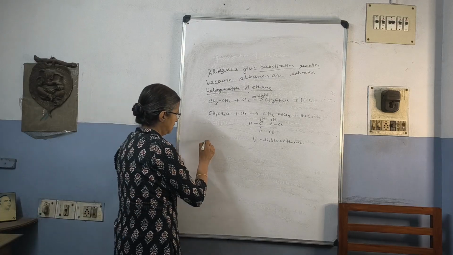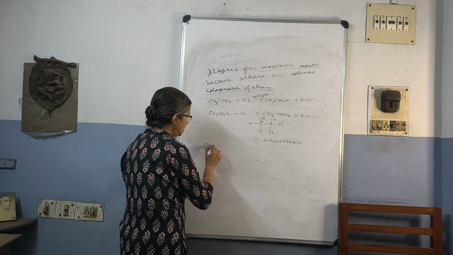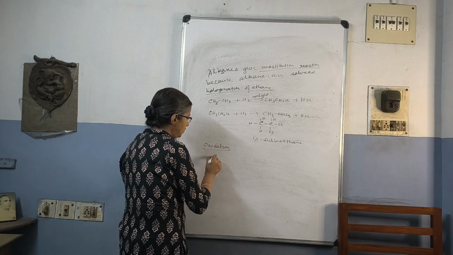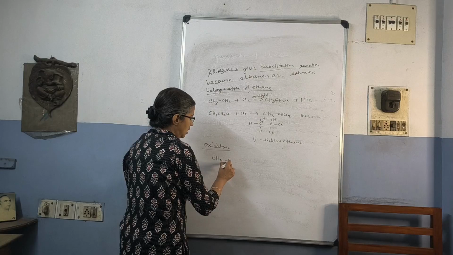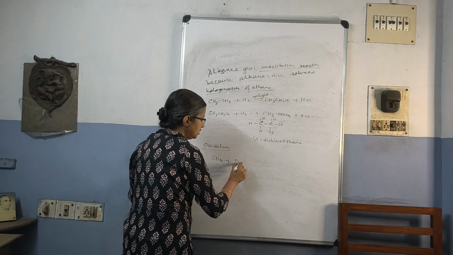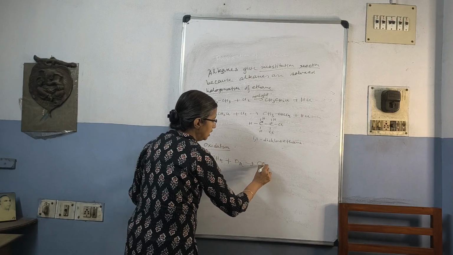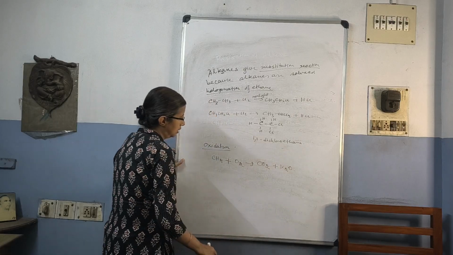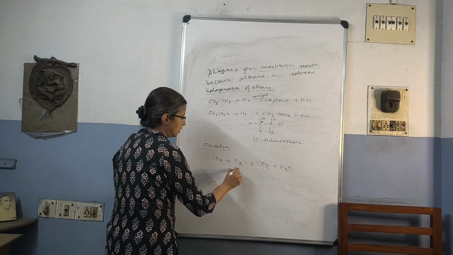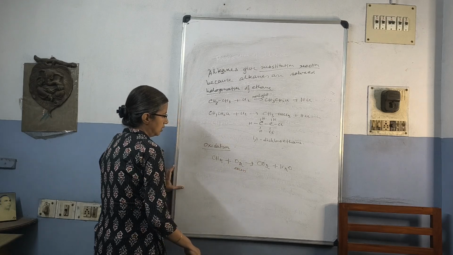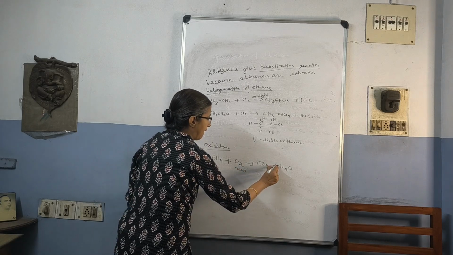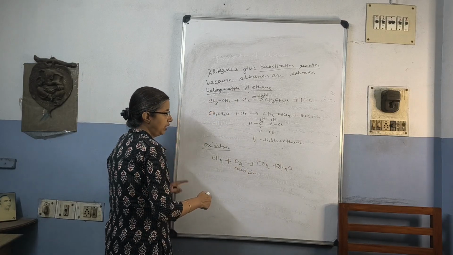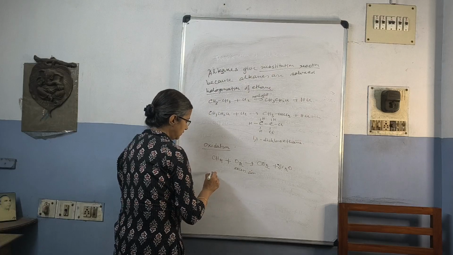And next, the second one is oxidation of alkane. Suppose we take methane and react it with high oxygen. So we will get carbon dioxide plus water with excess air. Any hydrocarbon you take, you will get carbon dioxide and water with excess air.